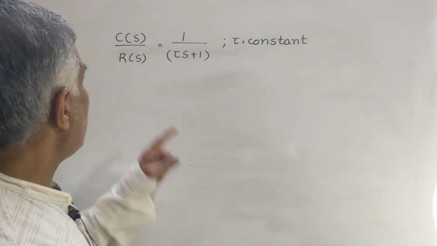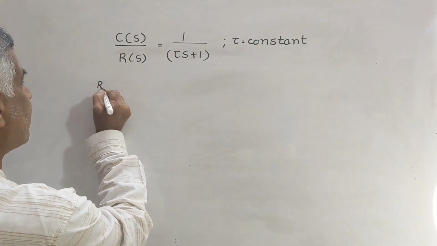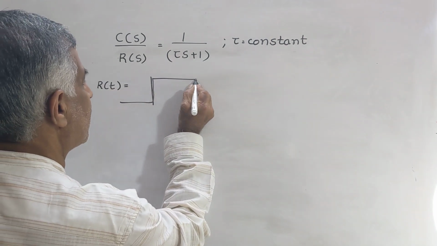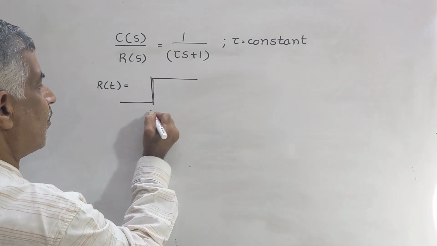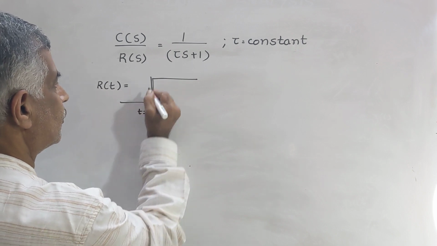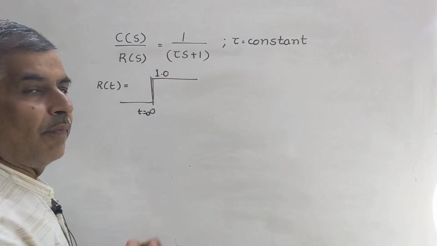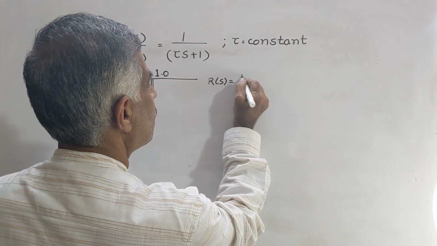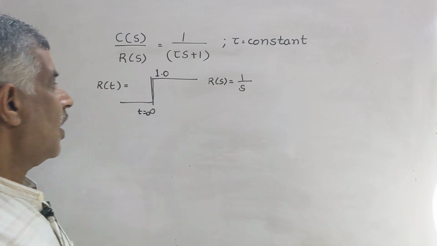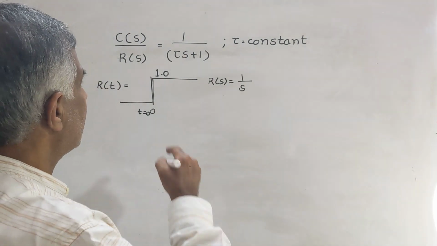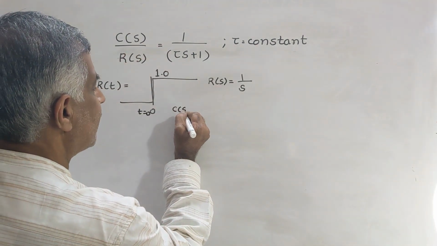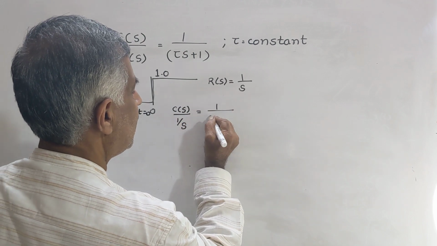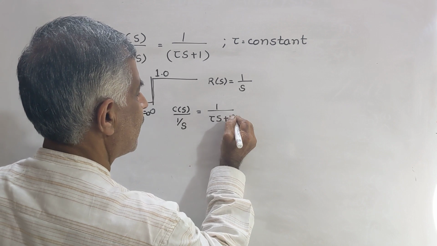Now take the step input. R of t is a unit step input. This is R of t. What is the Laplace transform of this? R of s equals 1 by s. Then substitute here. C of s over 1 by s is equal to 1 over tau s plus 1.